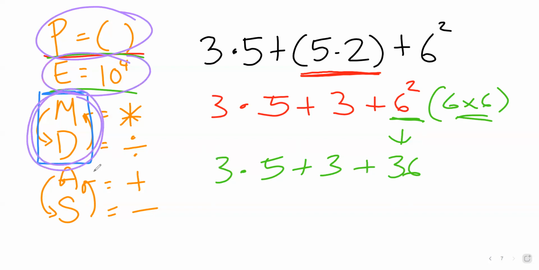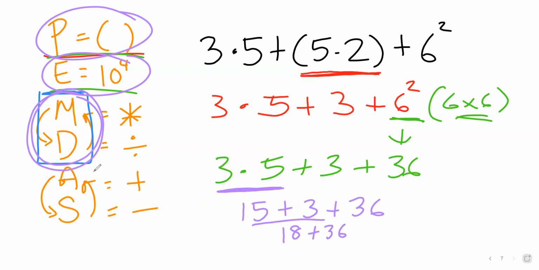Multiplication or division, whatever I see first moving left to right. And if I move left to right, here it is. I have 3 times 5. So that's 15 plus 3 plus 36. And now I can just finish that out. This is all addition. So here's 18 plus 36. And then to get my final answer, I need to find the sum of 36 plus 18. So 14, 3, 4, 5. So that gets me 54. So there you have it.